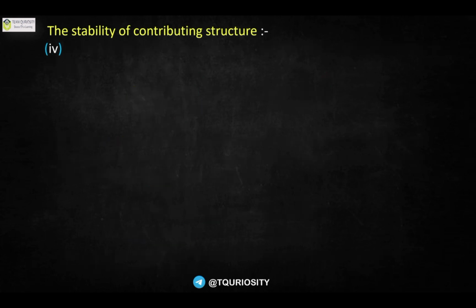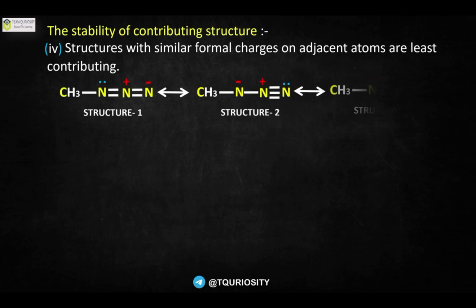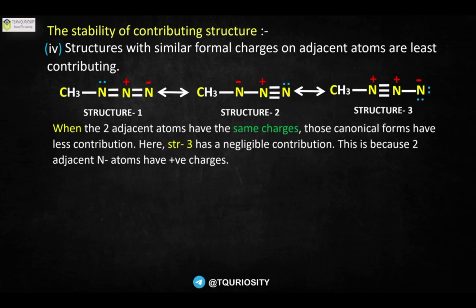The fourth rule: the structures with similar formal charges on adjacent atoms are least contributing. Here we can see when two adjacent atoms have the same charges, those canonical forms have less contribution. For example, the structure 3 below has negligible contribution. This is because two adjacent nitrogen atoms have positive charges.